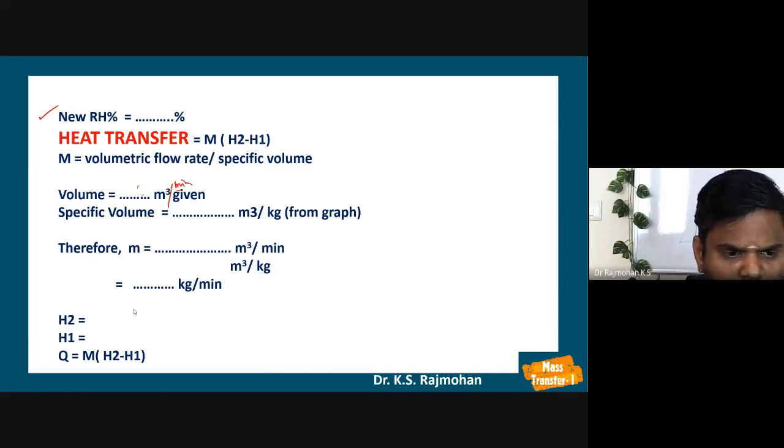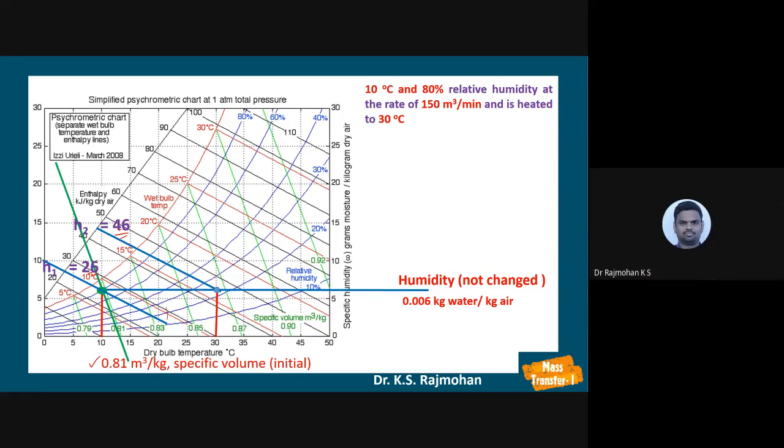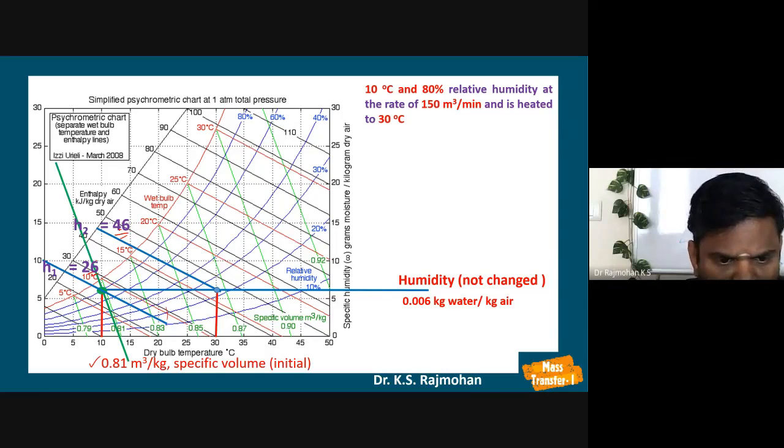You can find out in kg per minute. Okay, so if you divide meter cube per minute by meter cube per kg, the specific volume which we are obtaining, in the denominator, you get meter cube getting cancelled and we get m dot in kg per minute. Okay, so that m dot is, we have m dot, so h2 value we have, h1 value we have. So h2 value is, we can substitute, you can show the unit.